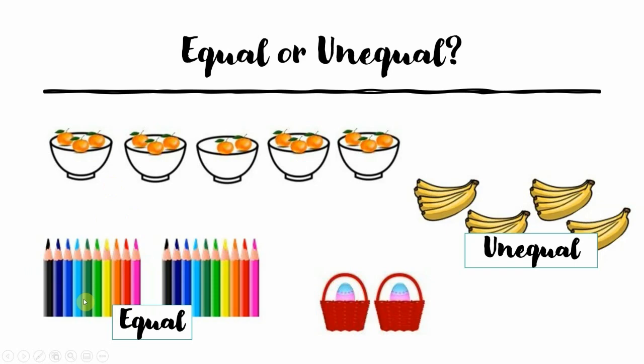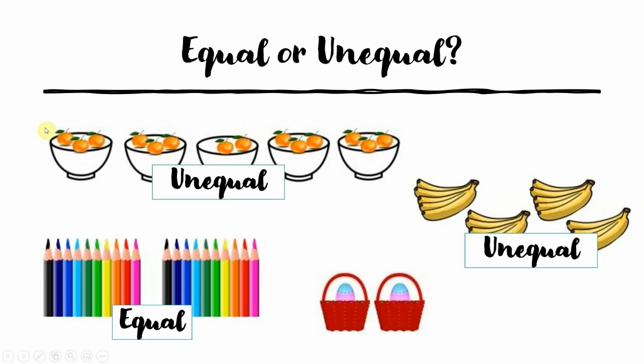Okay. So these two groups are equal because this group has 1, 2, 3, 4, 5, 6, 7, 8, 9, 10 pencils, and this group has 1, 2, 3, 4, 5, 6, 7, 8, 9, 10 pencils. They both have the same amount, so that means that they are equal. Let's have a look at the next picture.